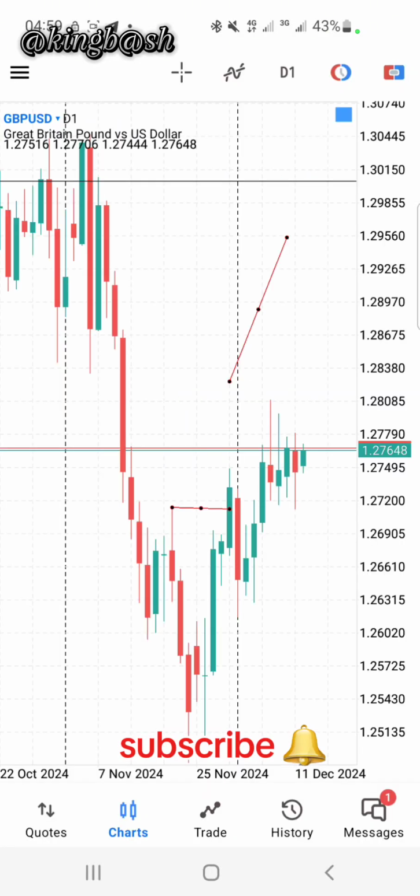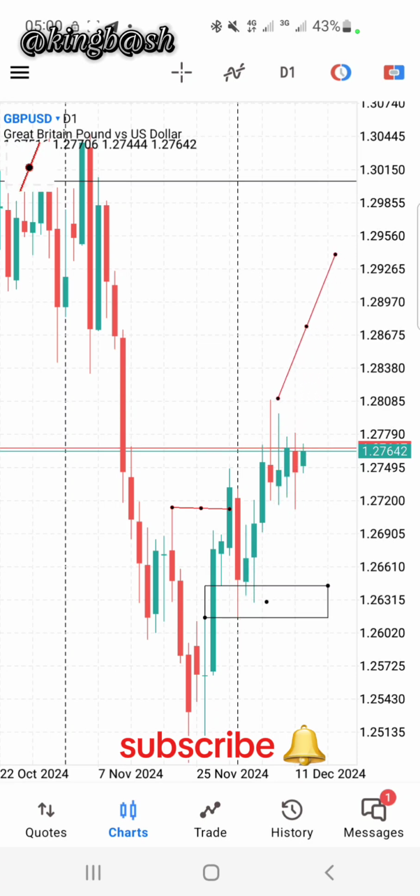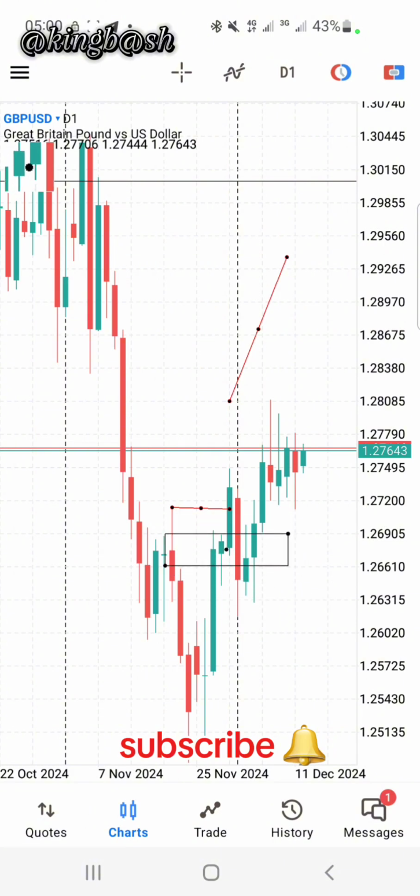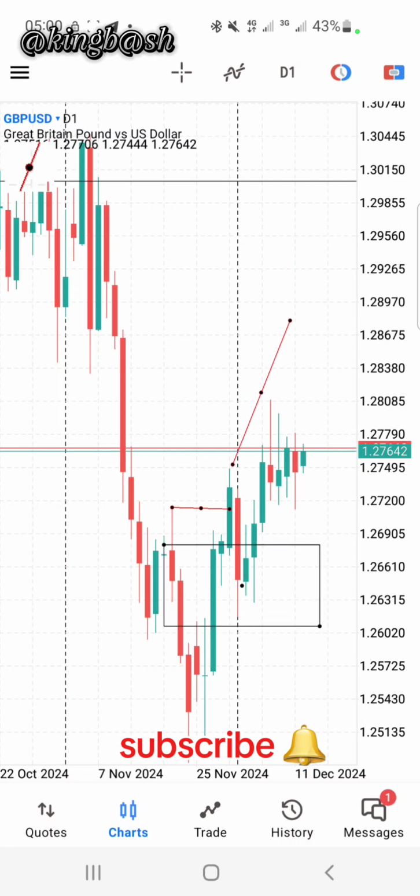This is an area where price reaches before price starts going up. You can see this is an imbalance. I told you it's a magnet. Price eventually can fill it halfway or completely before moving up. You see, then also we have our bullish breaker here, this box here. This last green candle here is our bullish breaker.